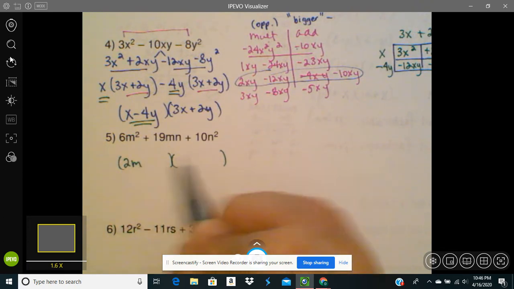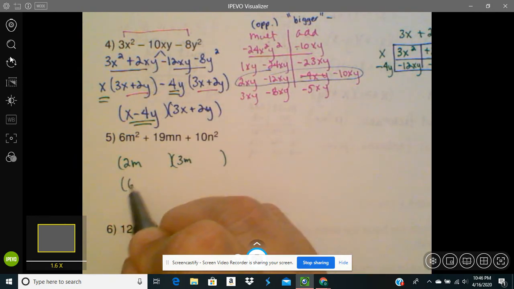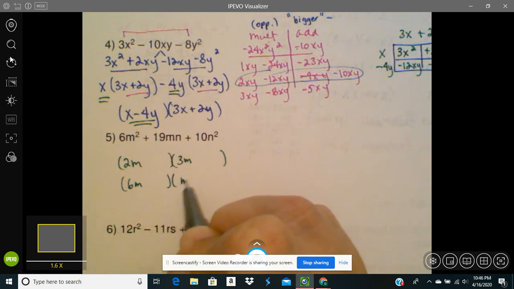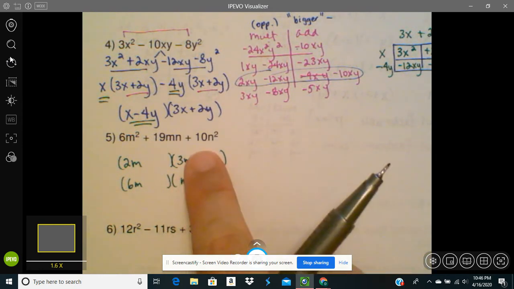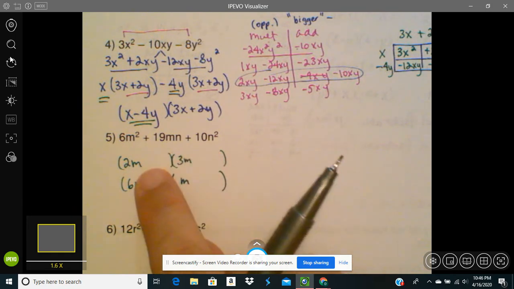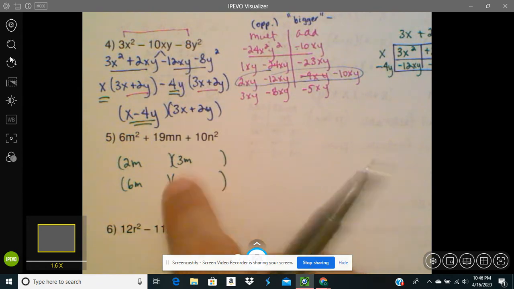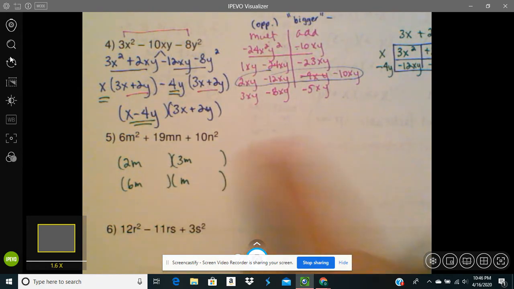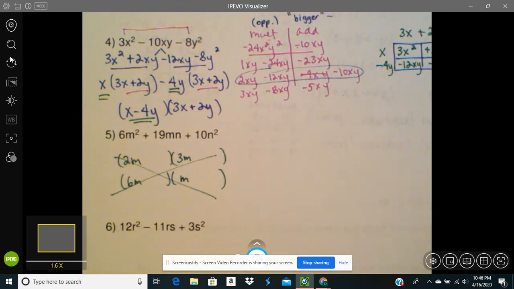6m squared could be 3m times 2m. Oh, or it could be 6m times 1m. And then you would say, okay, to make 10, we do 2 times 5. Oh, and then you FOIL it and you realize it doesn't work. So then you flip it. Oh, maybe it's 5 times 2. Nah, bro, we don't do this anymore. We're going to do split the middle.